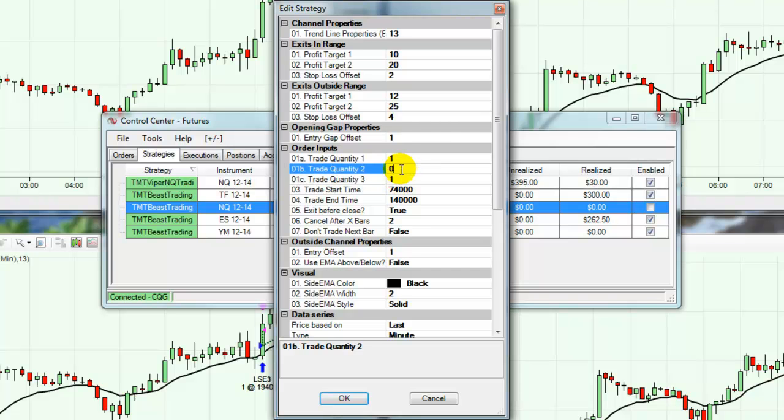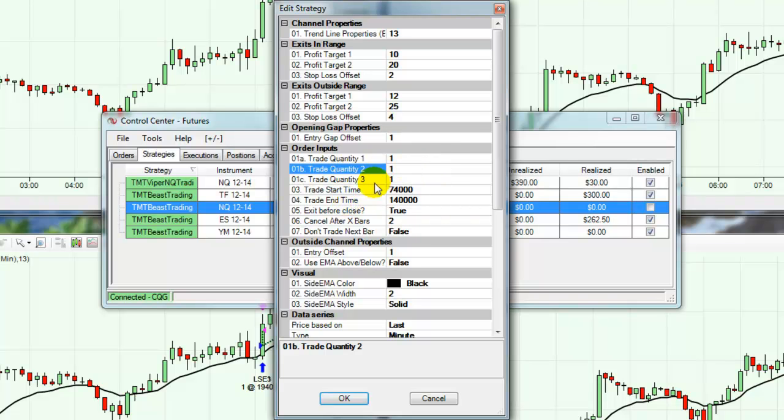If your account size is large enough, then you can do all 3 trades, and then you'll have one that gets stopped out or takes profit at 10 or 12. And then you'll have another one that will take profits either at 20 or 25, and then you'll have a runner.